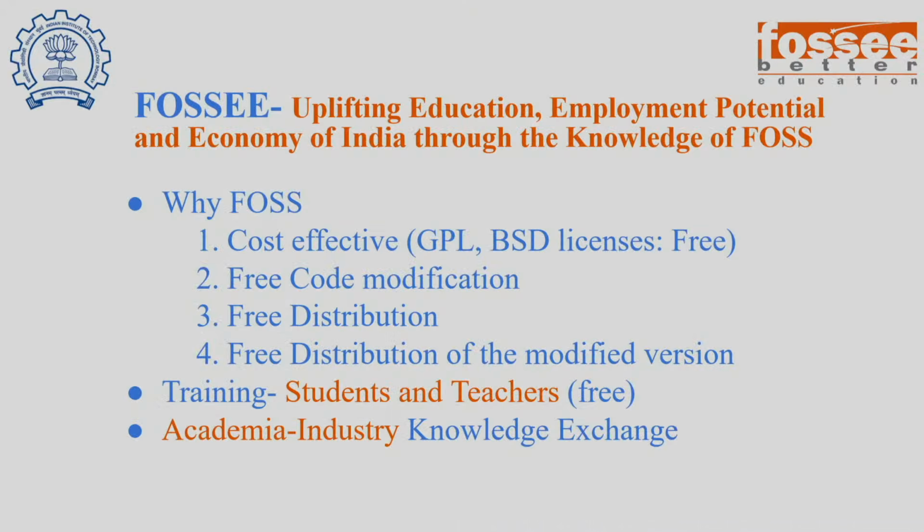The other three aspects are its code modification. You can modify the code of the free and open source software, you can distribute it, and you can also distribute the modified version of the codes. So these are the four aspects that make FOSS very much effective for use. You don't have to incur any cost to use it or to learn it, because FOSSEE is giving the training on FOSS completely free of cost.